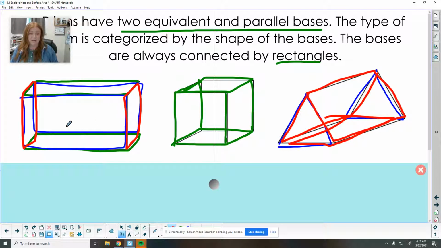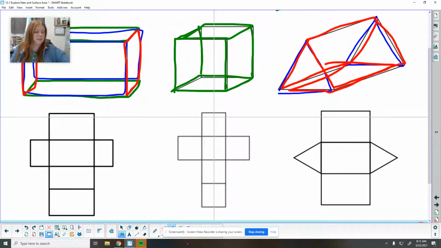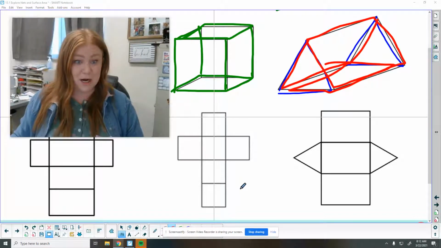So here we have a rectangular prism, a cube, and a triangular prism, because the bases, the two shapes that are the same, are rectangles. So these are the prisms. So now let's look at their nets here. These can sometimes be kind of tricky to understand. So I'm going to make me bigger here.